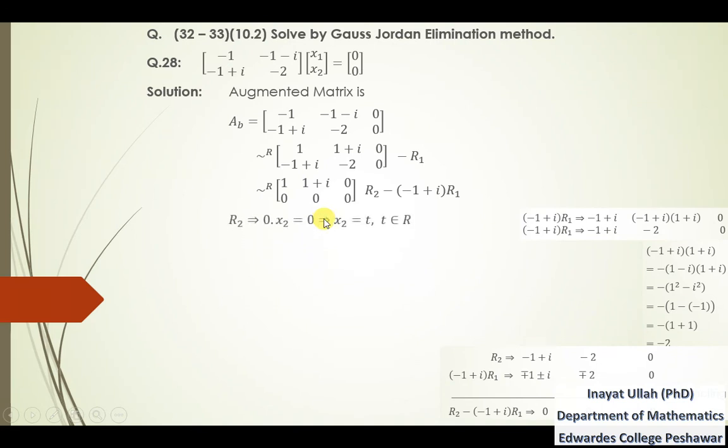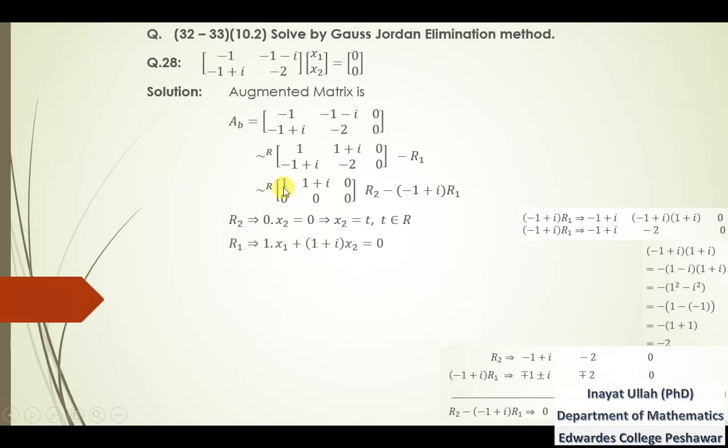Row number 2 implies these are the coefficients of x1 and these are the coefficients of x2. So by back substitution, row number 2 implies 0 into x2 is equal to 0. So x2 is equal to t. That was studied in the previous lecture. Whenever a number is multiplied by 0 and the answer is 0, this number may be any real number. So x2 is equal to t, where t is a real number. So x2 is t, that is from row 2.